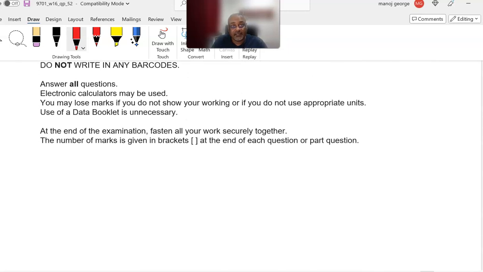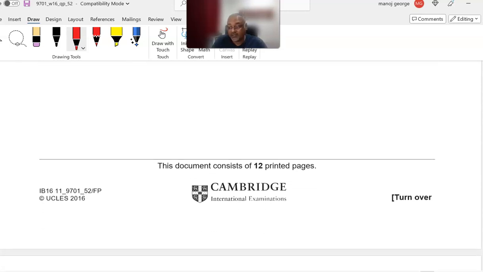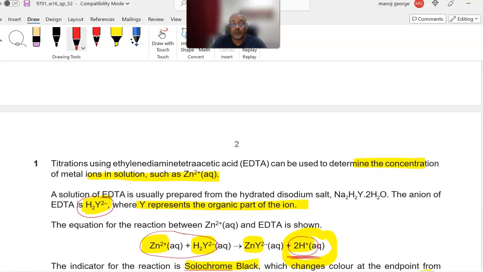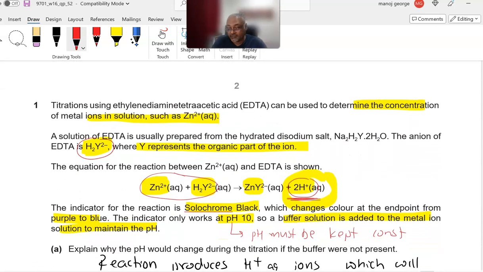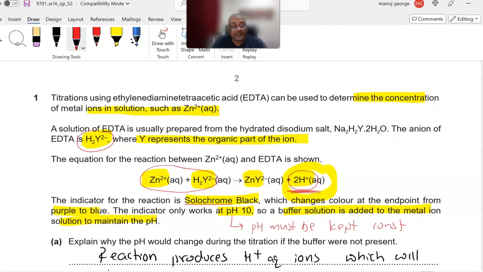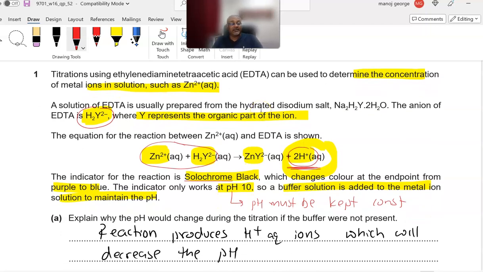Remember, the first question in any A-level paper 52 is referred to as the planning question. The second one is considered as evaluation. If you look at the first question here, it talks about a titration being used to figure out the concentration of the zinc ion using EDTA solution. They have given you a mathematical relationship between the zinc ions and the anion coming from EDTA, which is mentioned in the question. As you see here, this happens to be 1:1.